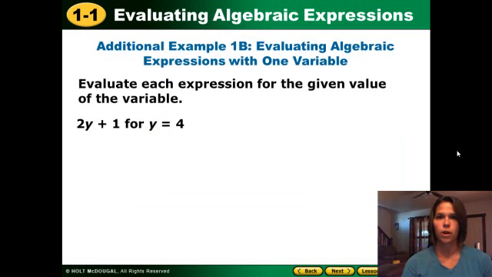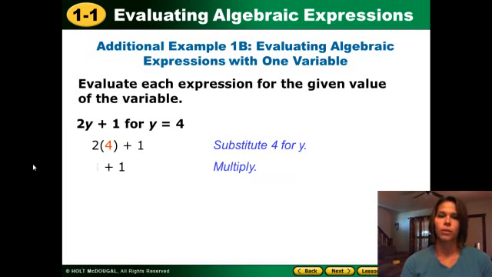So here's a two-step problem. 2y plus 1 for y equals 4. Anytime y occurs in the expression, I'm going to substitute 4, which is the first step. Once that 4 is in there, I can go ahead and put parentheses or grouping symbols, since in my original expression there was no arithmetic symbol. When no arithmetic symbol is given, it means to multiply. Order of operations tells me to do that first, and the last step is to add. My final answer of 9.